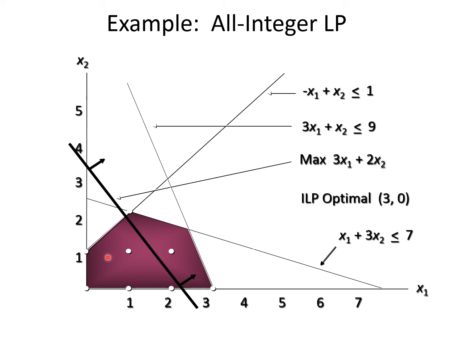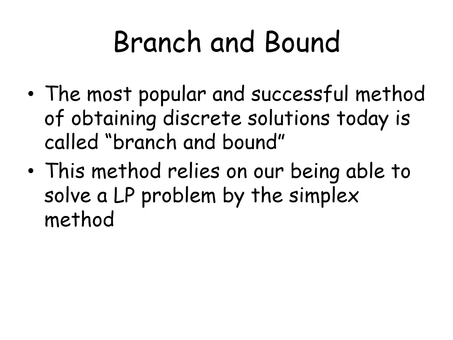Those are all the solutions on the grid that are integers and inside the feasible region. As I said, we cannot rely on rounding up and down to find the exact optimal solution for these integer linear programs. So if I really insist on finding the real optimal integer solution, then I have to deal with it as an integer problem from the beginning. And the most popular and successful way of doing that is called the branch and bound method.